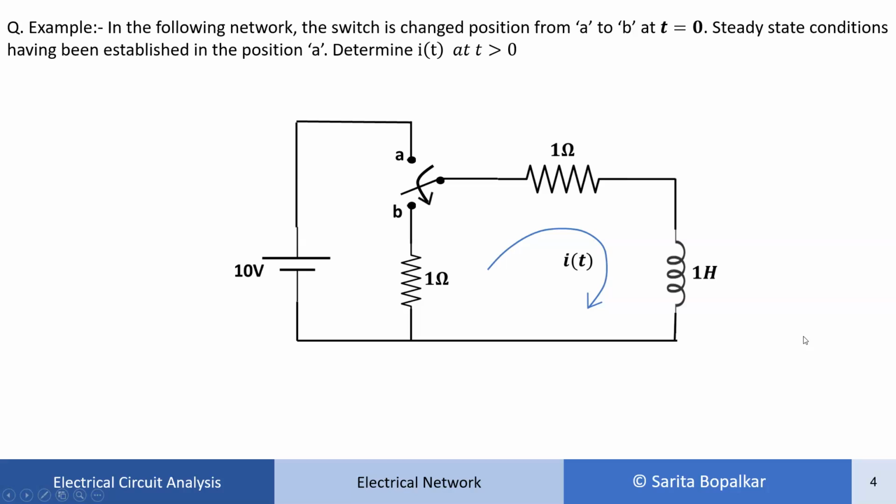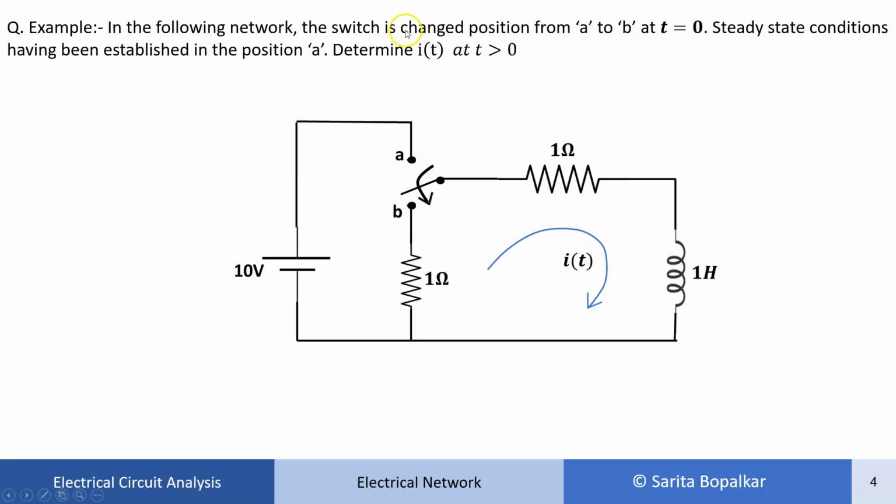Let's start the example. In the following network, the switch is changed from position A to B at t equal to 0. Steady state conditions have been established at position A. Determine i of t for t greater than 0. In case of initial conditions, we were finding i of t, di by dt, d square i by dt square at t equal to 0 plus. But here in this type of example, we are finding i of t for any instant of time which is greater than 0.